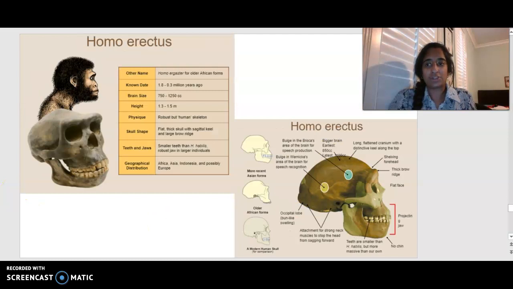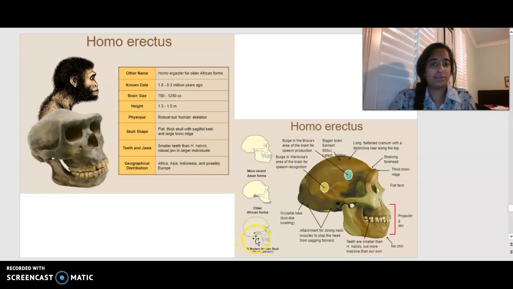All right, now looking at Homo erectus. So Homo erectus is sort of what we're looking at as a robust but human skeleton. So it's becoming a little bit more modern human-like. In terms of looking at the skull, it's now becoming a little bit more flat, a thick skull with a sagittal keel and a still large brow ridge, okay, over here. Smaller teeth than Homo habilis, so the size of the teeth is becoming smaller.